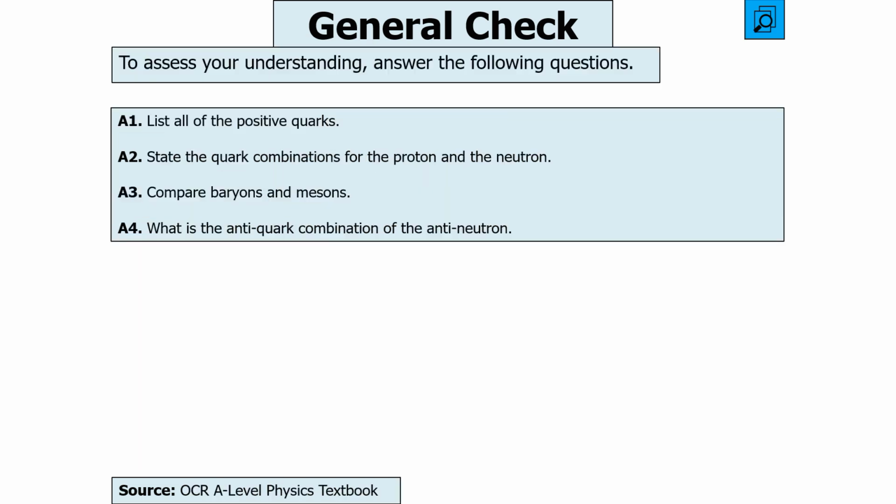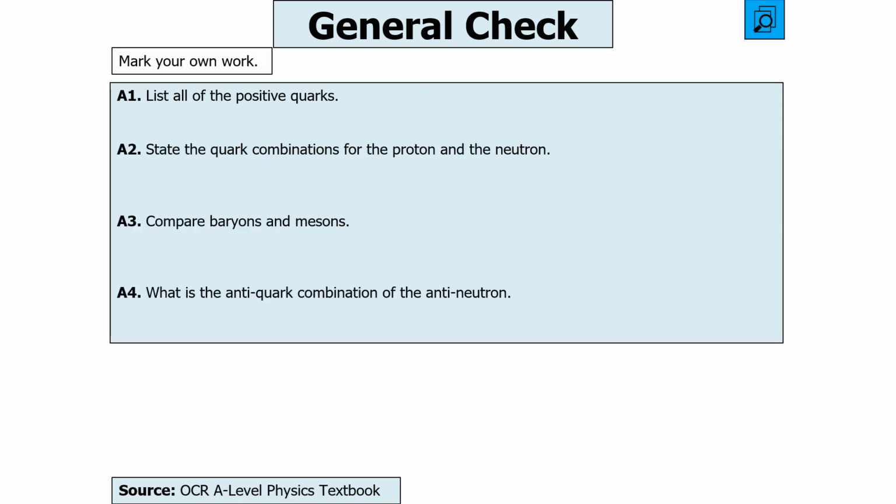The next question says, list all of the positive quarks, state the quark combination for the proton and the neutron, compare baryons and mesons, and then what is the antiquark combination of the antineutron. So pause the video now, then unpause the video when you want to go through your answers.